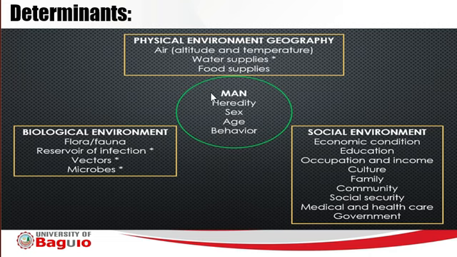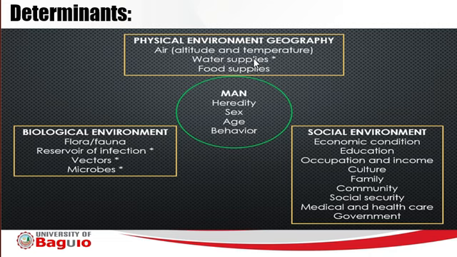And that is the different factors in line with man, or let's say in line with humans. And aside from those factors, we also have general factors or determinants of health problems. We have what we call the physical environment, geography. We have air, the altitude and temperature. What else? Water supplies and food supplies. So let's say, for example, temperatures.